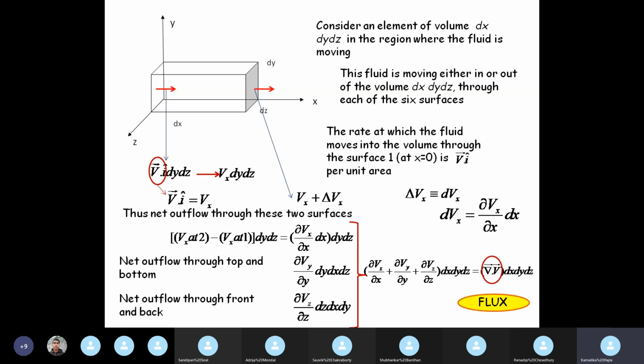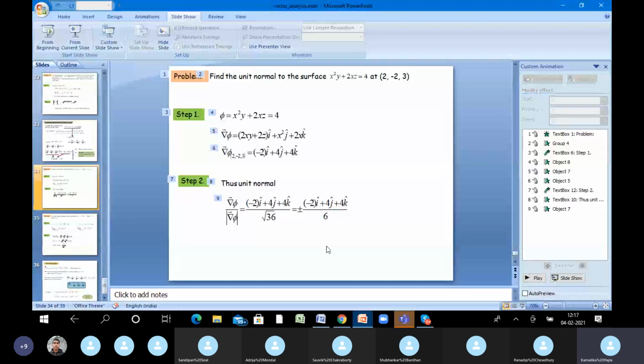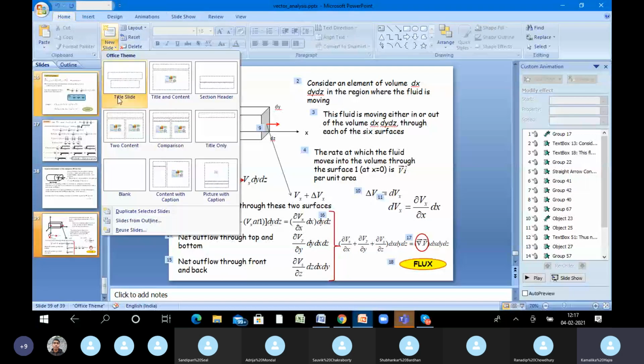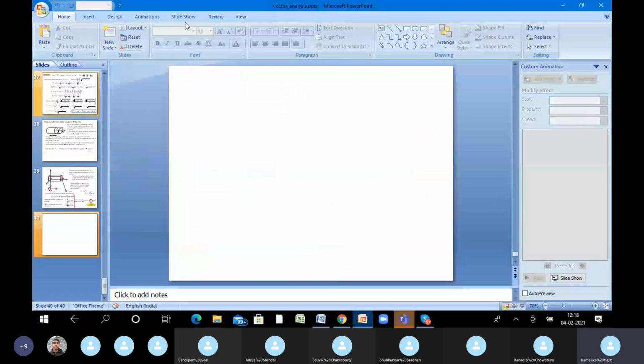And if the divergence is zero, it means that the number of people coming in is equal to the number of people coming out. In that case, the vector is called solenoidal. What I'll do is, I'll just write this down so that you understand.